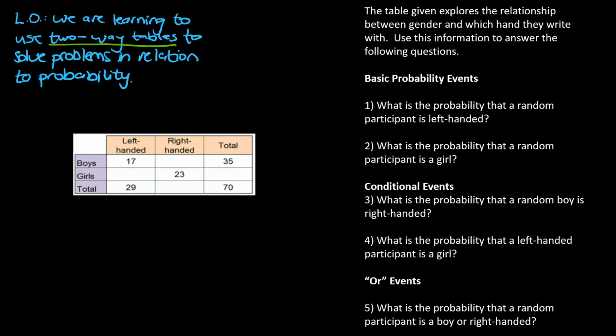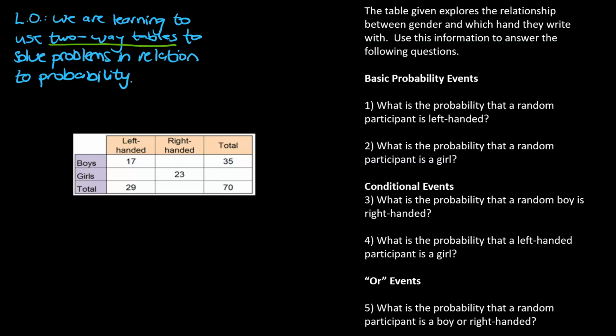The first thing we need to be aware of is that a two-way table is basically exploring two variables. If you have a look at the one here, we've got boys and girls on this side, and left-handed and right-handed on this side. Think of what two questions you may have asked someone, that would help you identify what variables you're trying to explore in your table.